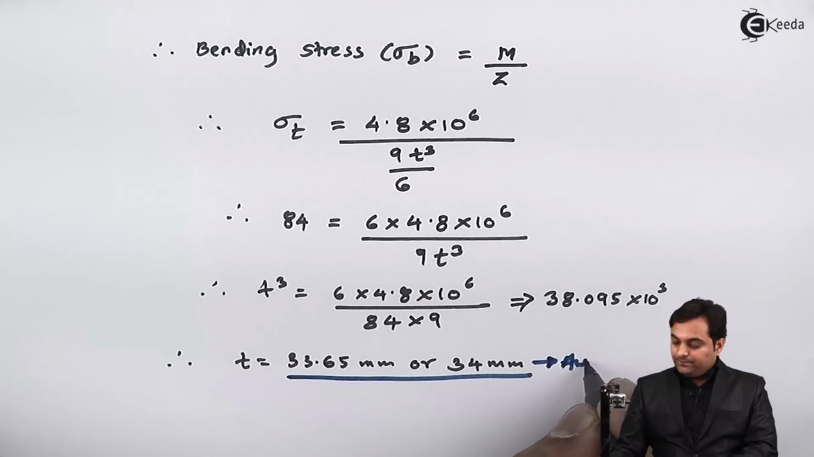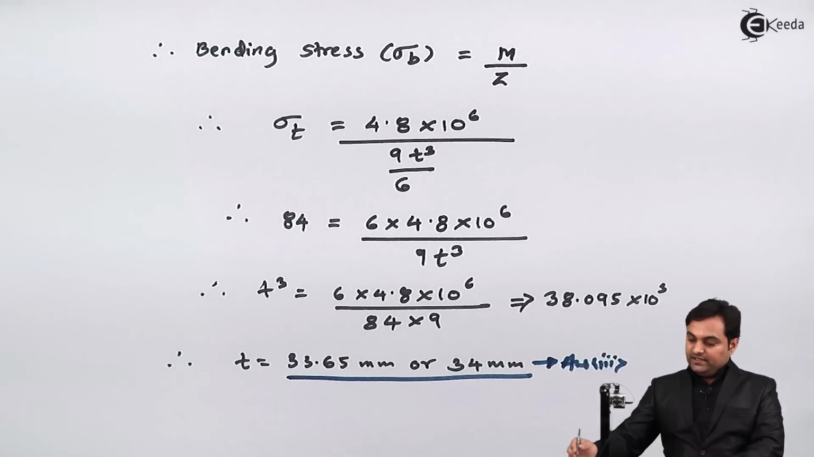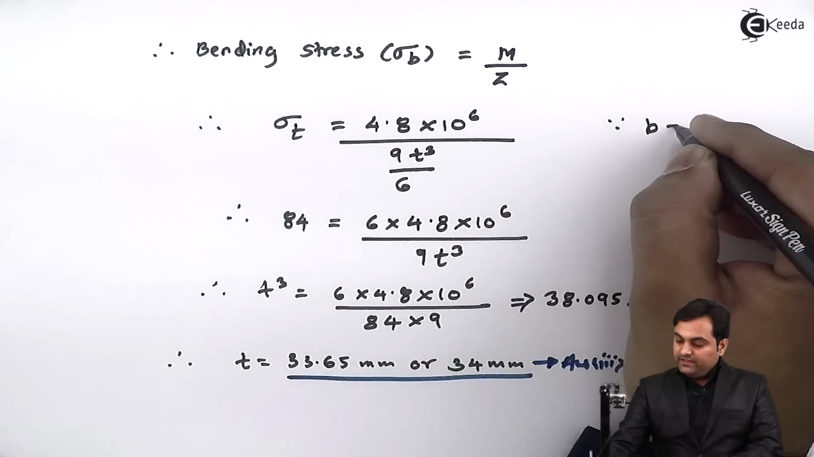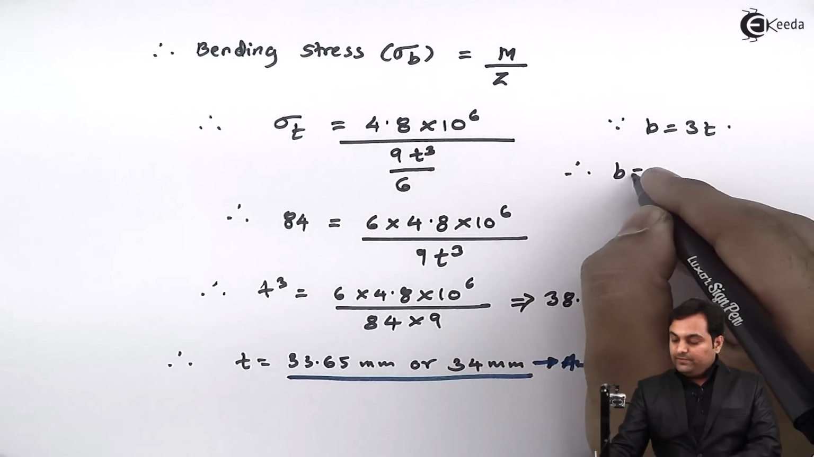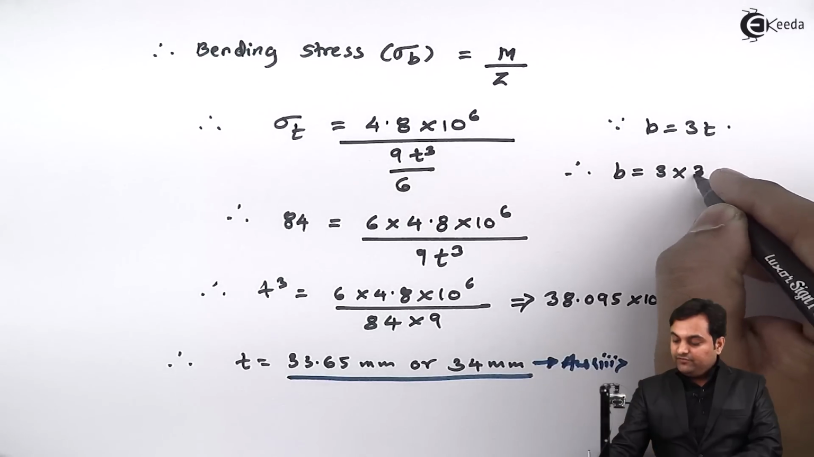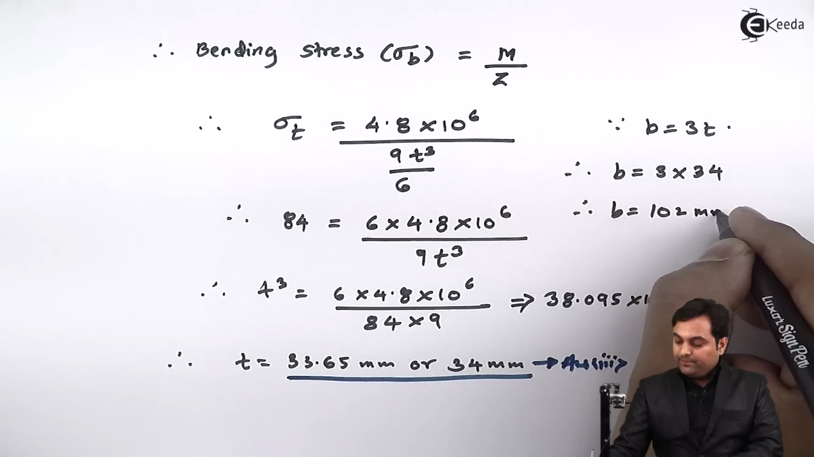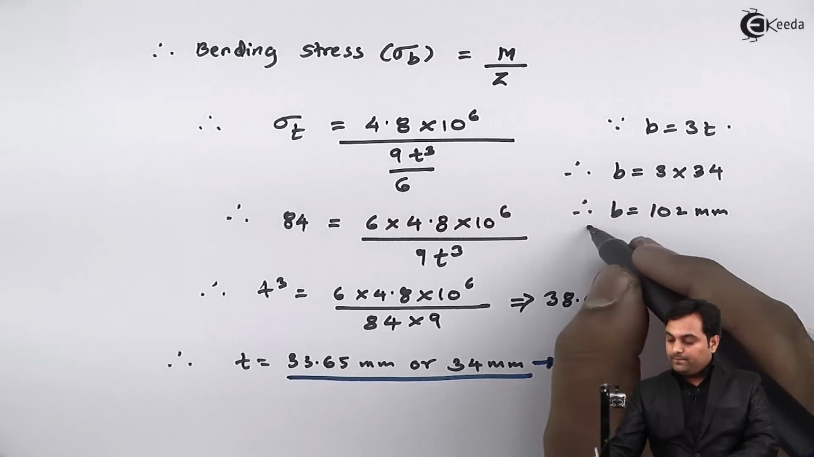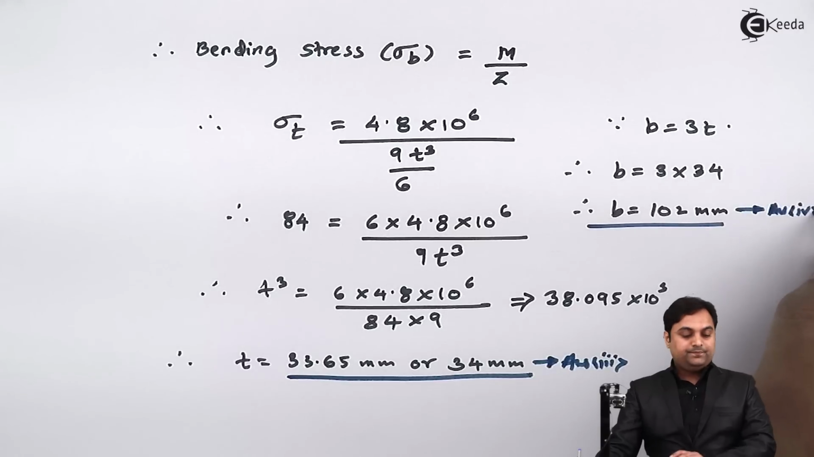Our third answer. Then at last I can say that since B is equal to 3T, the relation we have assumed, so therefore B will be equal to 3 into thickness, which is 34. So finally I will be getting the answer of B as 102 mm. This is the fourth answer.